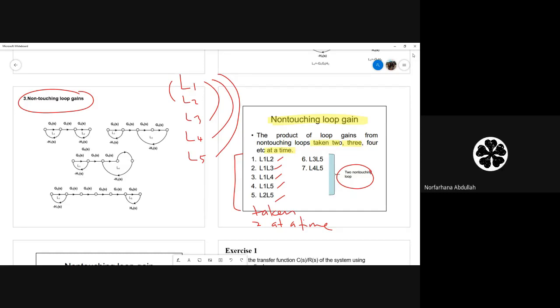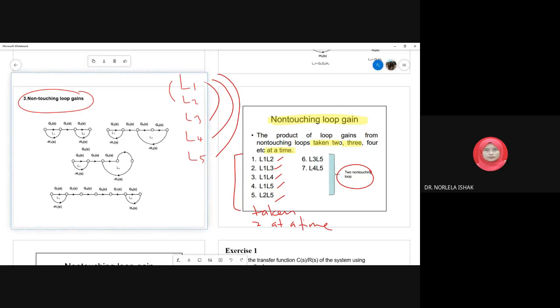L1, L2, L5. Betul? Sekejap, mana kita punya mana L1, L2?